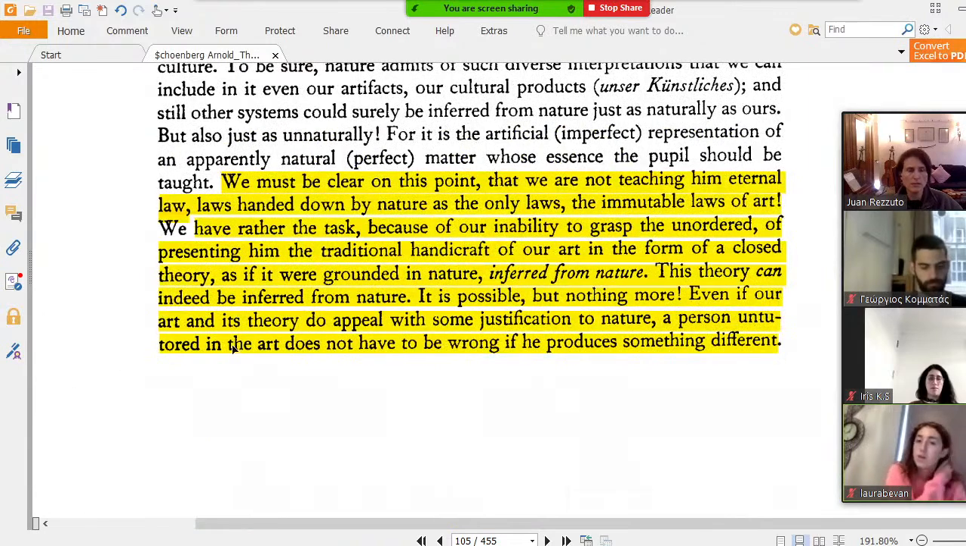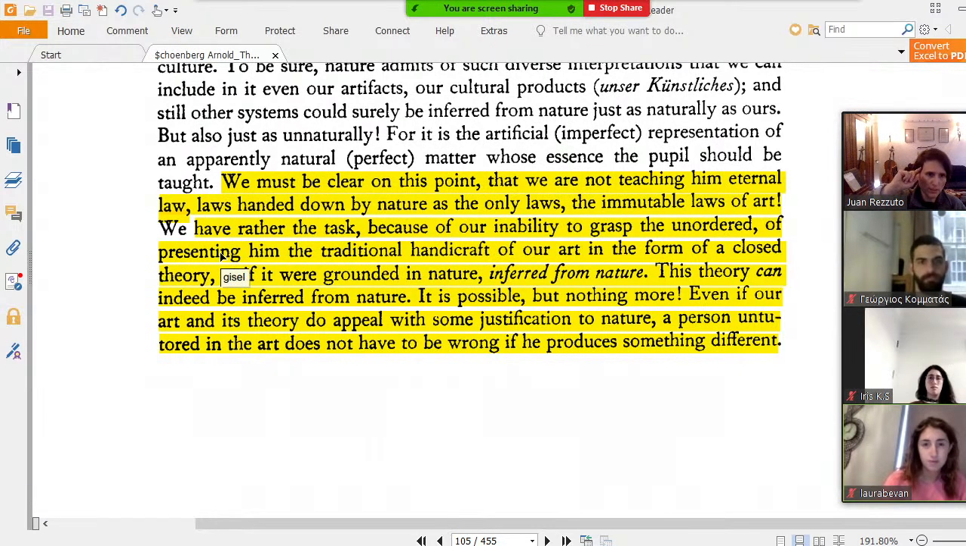He says, talking about the rules, and this is the end of the chapter: we must be clear on this point that we are not teaching him eternal laws. Talking about, why not be just free from the very beginning. He just kind of rounds up this idea. From the teacher's perspective, and you, as teachers, you were going to teach this at some point, it's important. So we must be clear on this point that we are not teaching him eternal law.